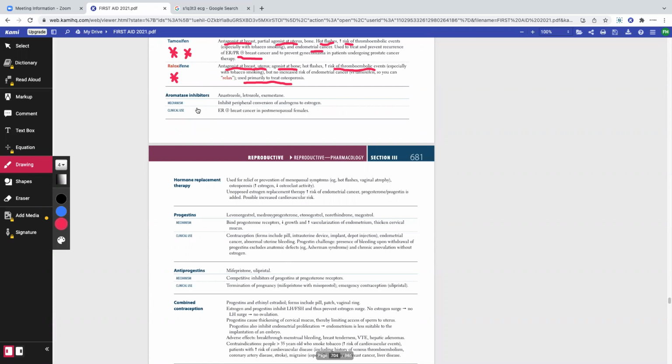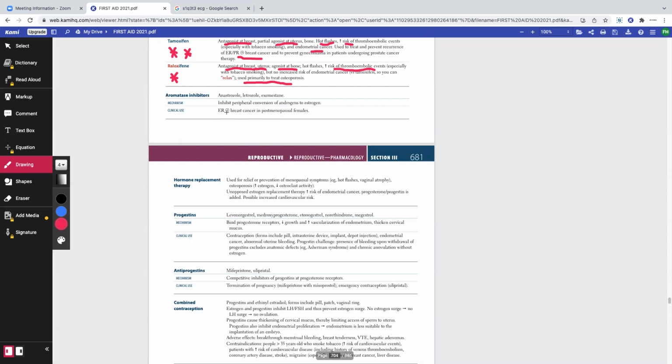For your aromatase inhibitors, please give a red star mark for anastrozole, letrozole, and exemestane, ALE. These drugs prevent the conversion of testosterone to estrogen, right? And we give them for ER positive breast cancer, right? So if we have low estrogen, is it better for ER positive breast cancer? The answer is yes. Okay, so that's it.